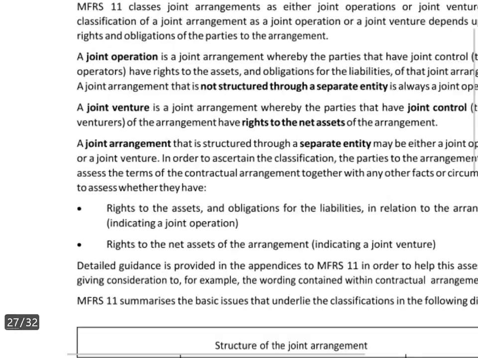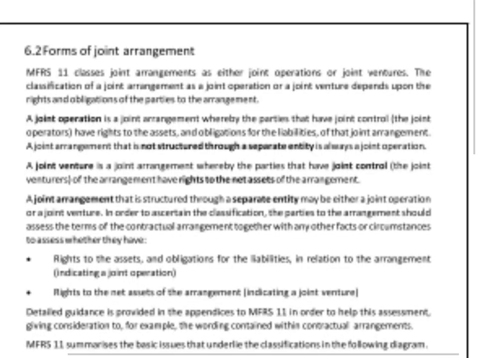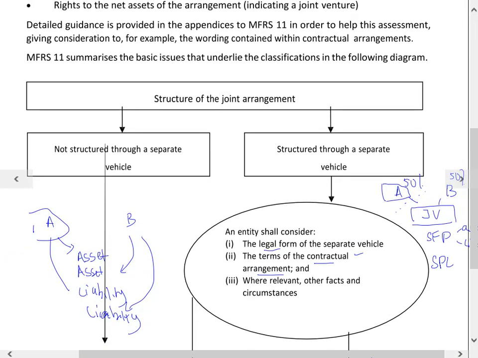So let's go through here. Page 27. Now with the diagram, we're going through. Joint arrangement can be joint operation. Joint arrangement can be joint venture. Agreed? Yes? Joint arrangement can be either joint operation, meaning you refer to this table. Joint arrangement can be joint operation, can be joint venture.